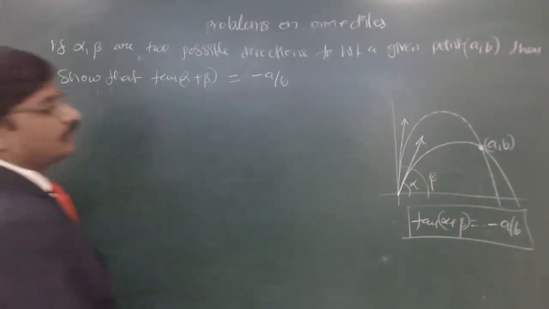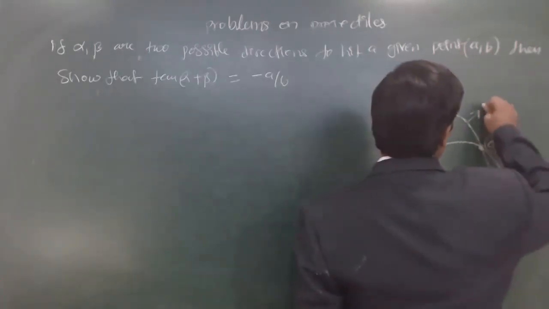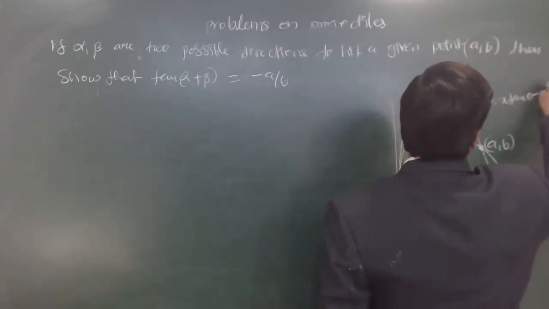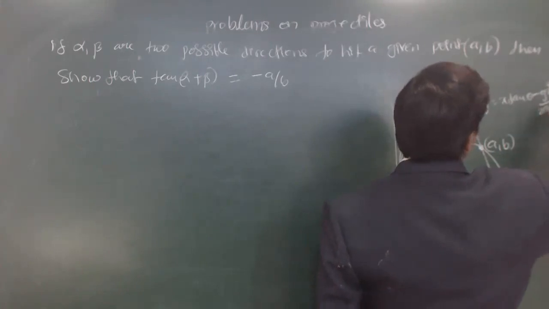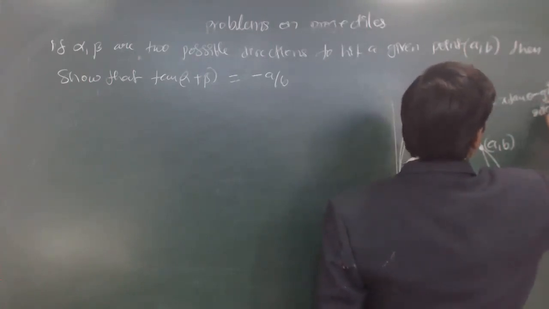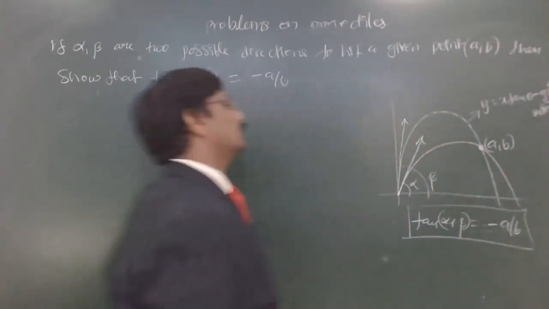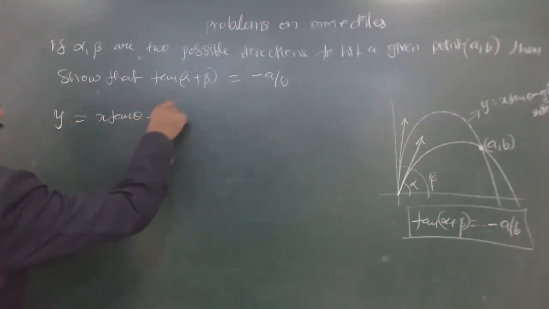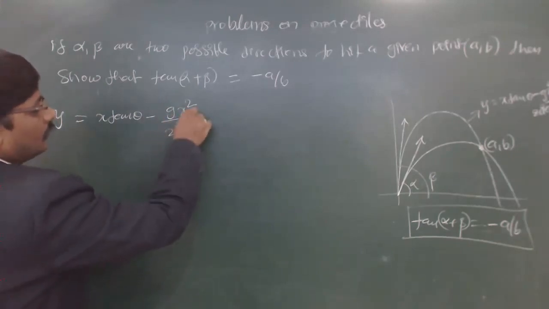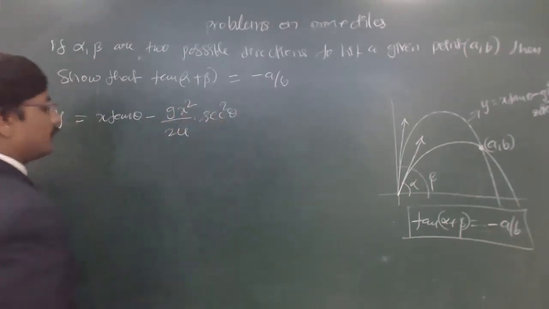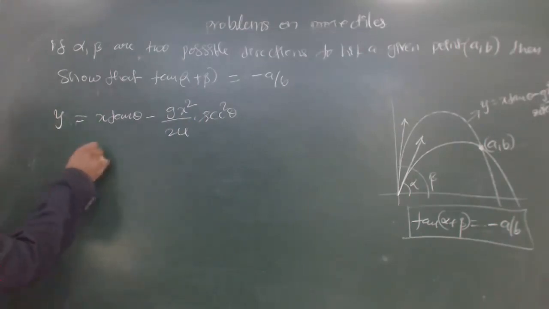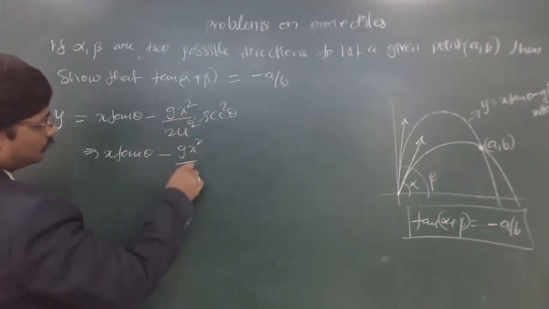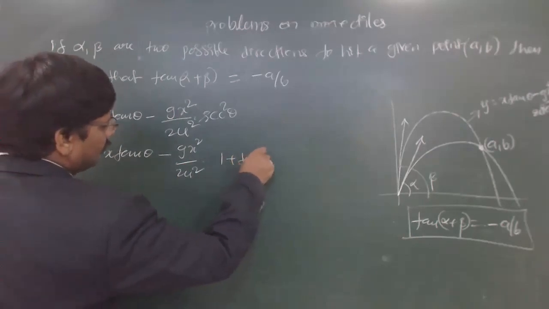See this. For any projectile motion, the equation is going to be given as y is equal to x tan theta minus g x square divided by 2 u square cos square theta. So in this case, it is theta. Now in general, for any projectile motion, x tan theta minus g x square by 2 u square secant square theta. 1 by cos square theta is secant square theta. The same thing you can even write as x tan theta minus g x square by 2 u square into 1 plus tan square theta.